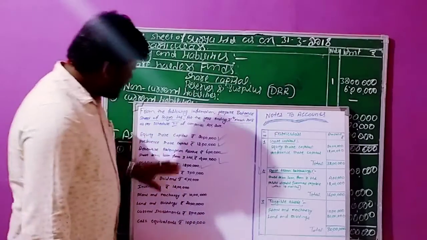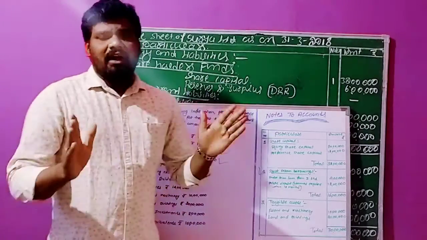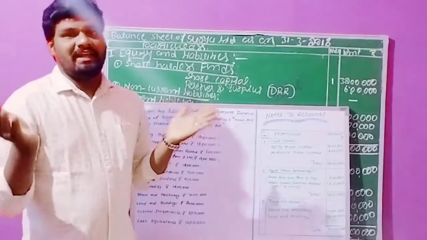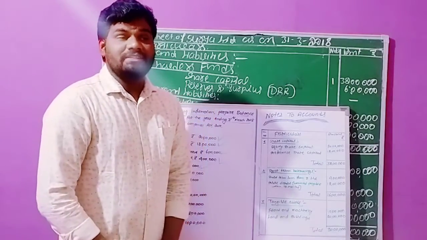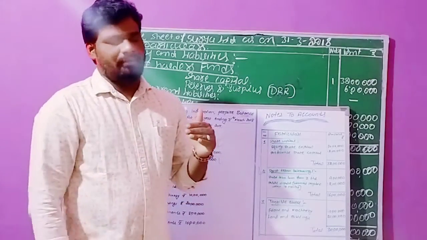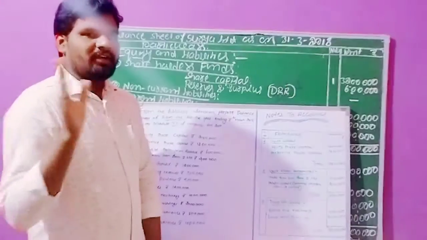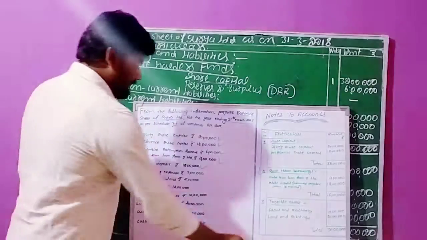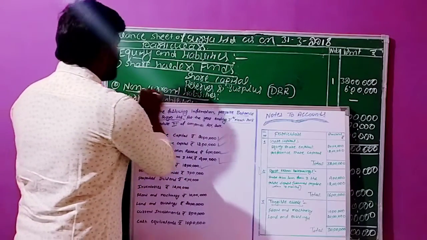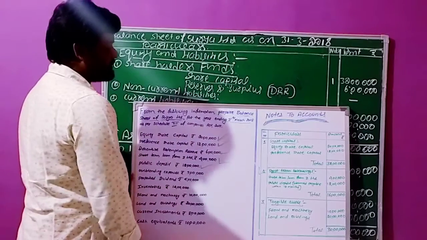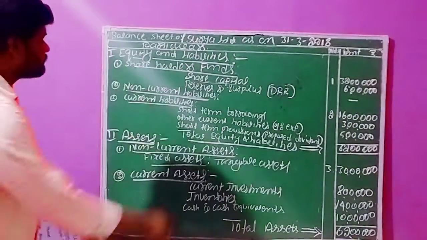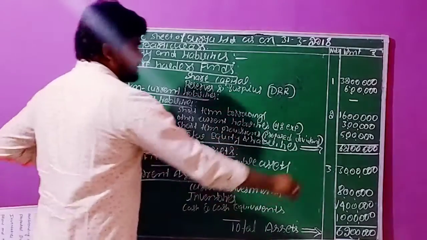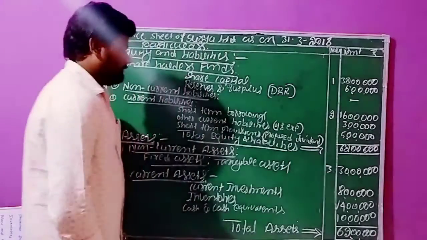But as per the given information, there are no transactions related to non-current liabilities. Non-current liabilities means those liabilities are settled more than the 12 months period of time. So here long-term loans and borrowings, right? The second headline here, non-current liabilities. As per the given information, there is no transaction. So for non-current liabilities, you have to take a small hyphen in the amount column.